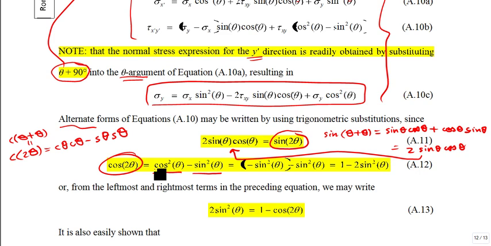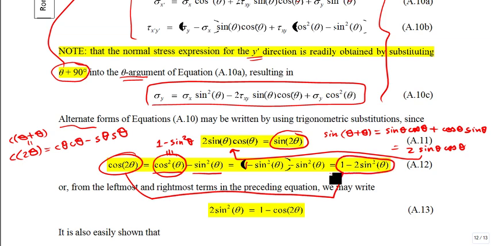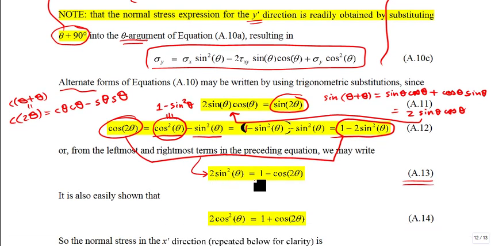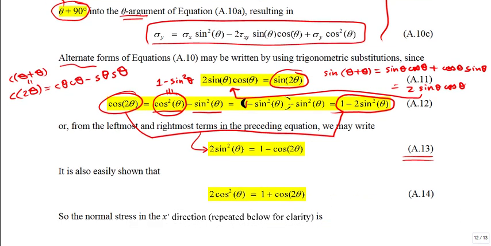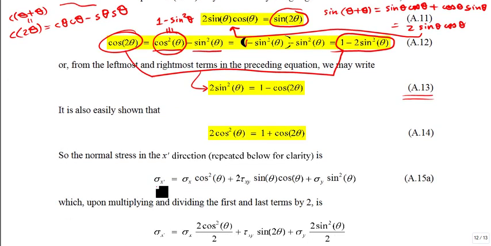We also remember that cos squared of theta is equal to 1 minus sine squared of theta. So 1 minus sine squared theta minus sine squared theta, you're going to get 1 minus 2 sine squared theta. And now if I look at this and this over here together, I can solve for 2 sine squared theta, and that'll give me this equation in A13. That says 2 sine squared theta is 1 minus cos of double angle. We can also, by a similar approach, show that 2 times cos squared theta is equal to 1 plus cos of double angle.